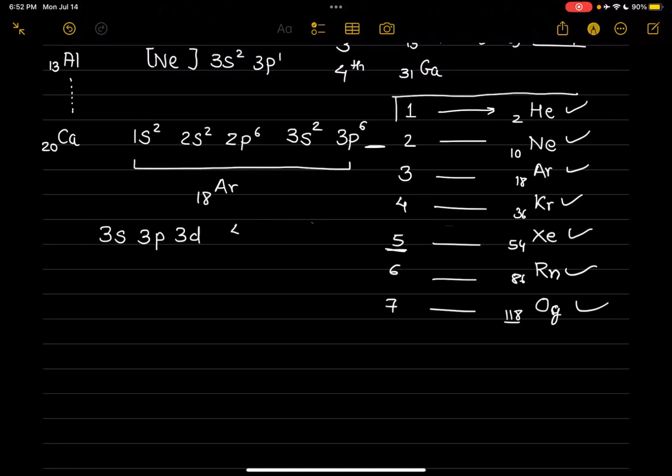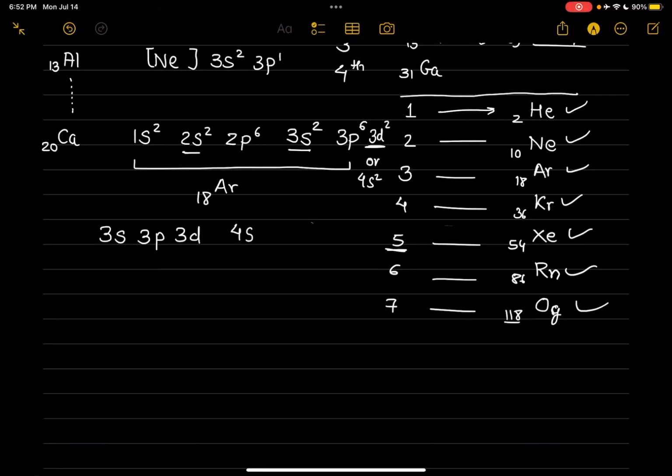Should I put it in 3d or 4s? So till now what we were doing, whenever one shell is complete, we jump to the next and start from s. So what should be the electronic configuration of calcium? Is it 3d2 or is it 4s2? Are you getting my point?